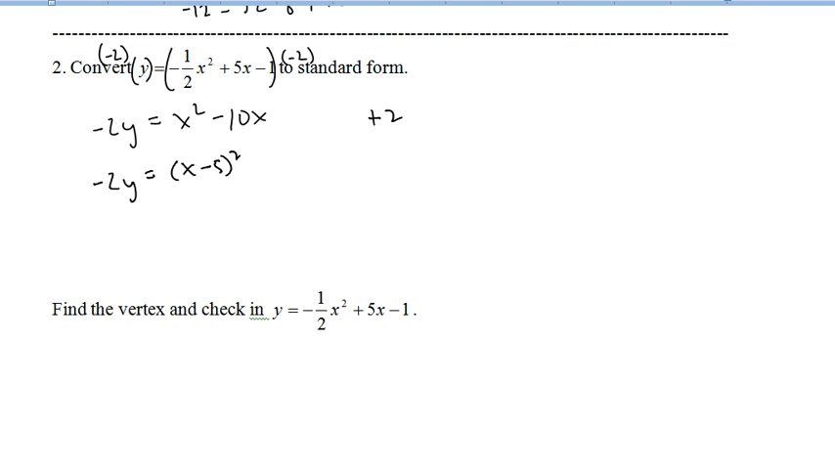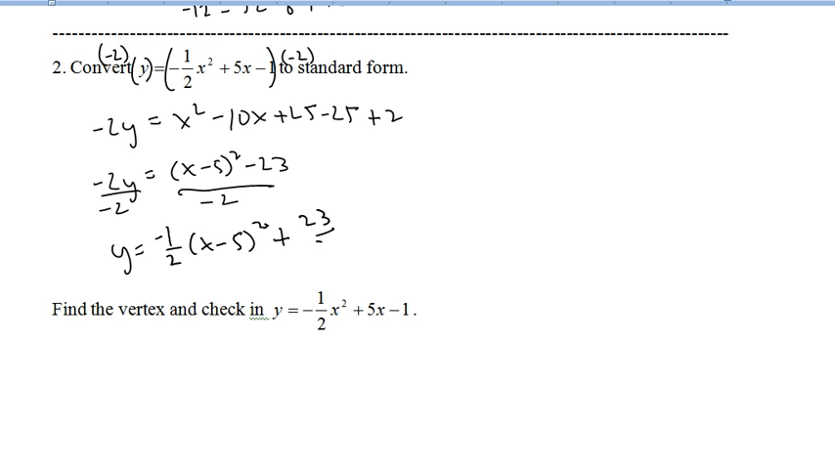So that's going to be x minus 5, which means that has to be plus 25, and that has to be minus 25, which means that's going to be minus 23. Last step, get y by itself. Divide both sides by negative 2, so y is going to equal, x minus 5 divided by negative 2 is going to be negative 1/2 x minus 5 squared, and then plus 23 over 2.